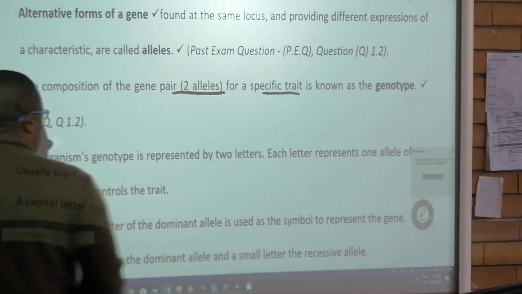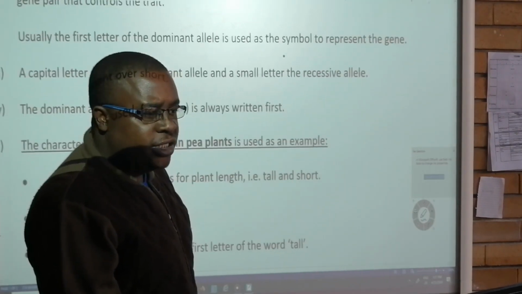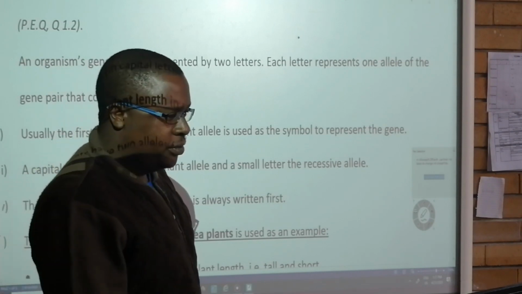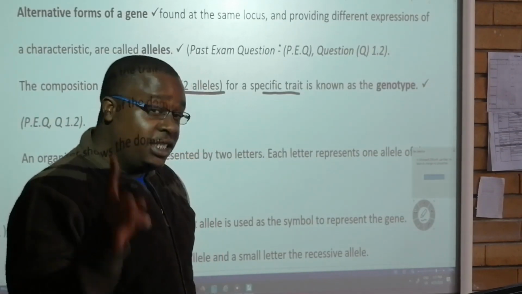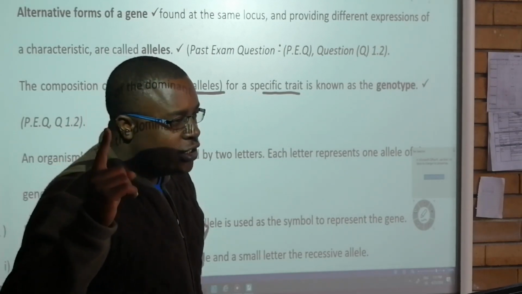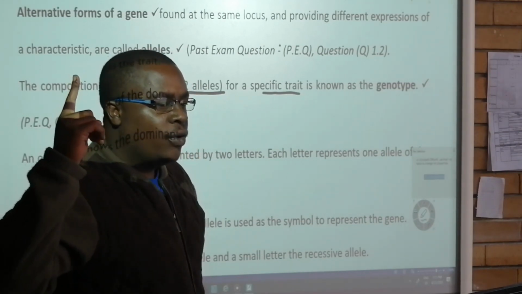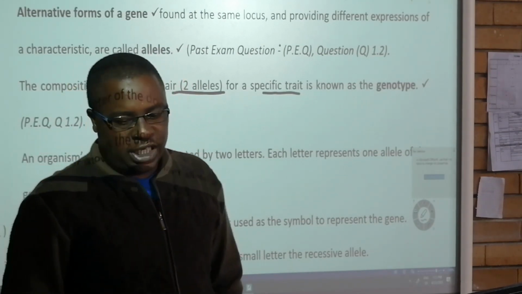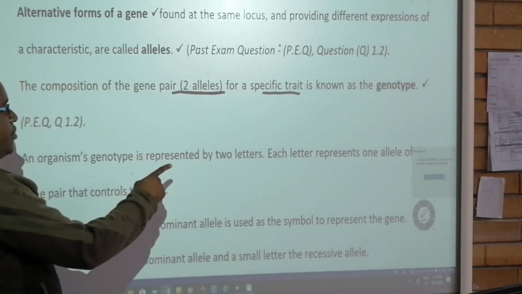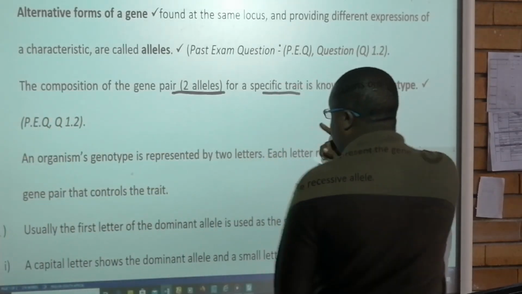Past exam question. Also found in question 1.2. An organism's genotype is represented by 2 letters. Let's go back. The composition of a gene pair consisting of 2 alleles for a specific trait is the genotype. The composition of the gene pair consisting of 2 alleles for a specific trait is known as the genotype.